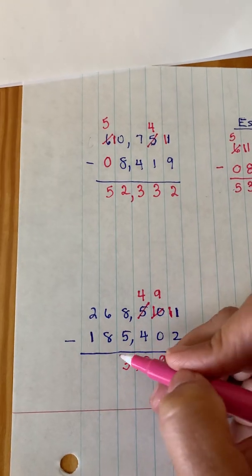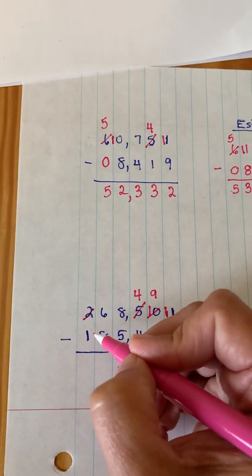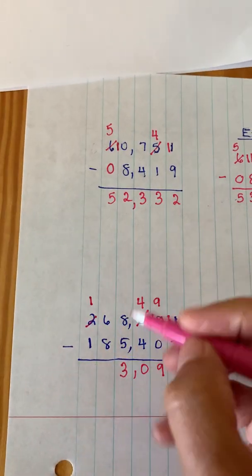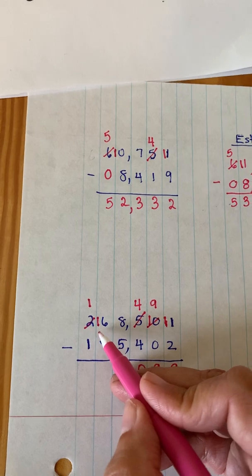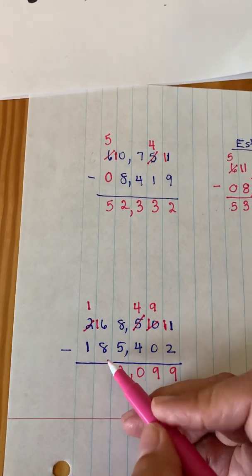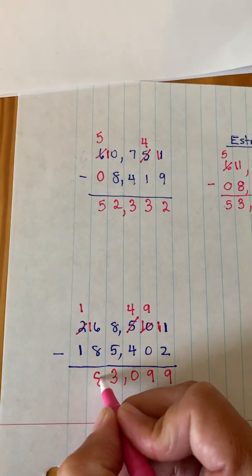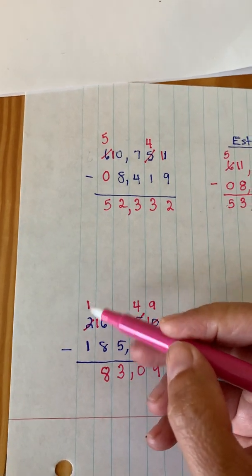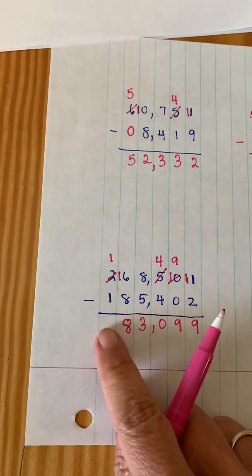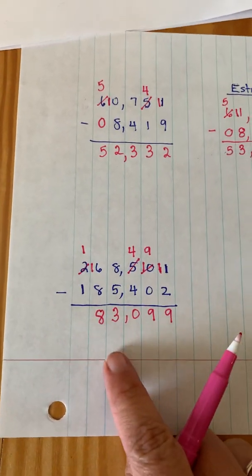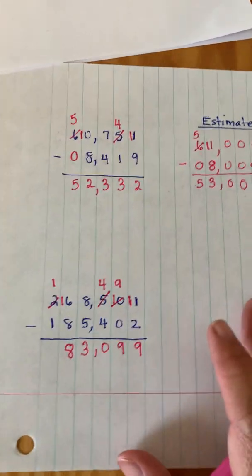60,000 minus 80,000. I cannot do that, so I need to go to the hundred thousands place. I need to borrow 100,000, and then I'm going to add it here. So now I have 160,000 minus 80,000, which is 80,000, and then 100,000 minus 100,000 isn't anything. So I do not have to drop my zero. So my answer to this is 83,099.